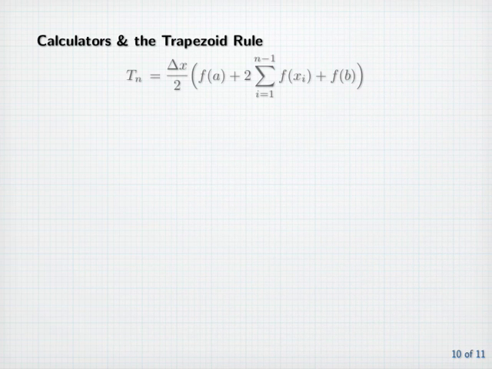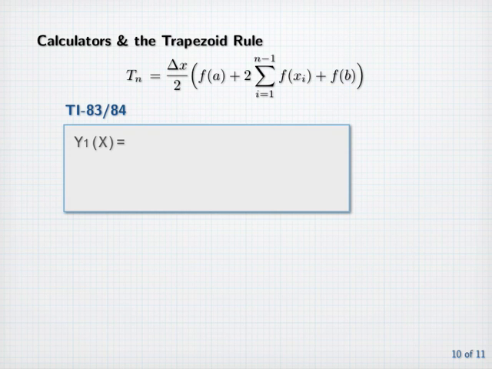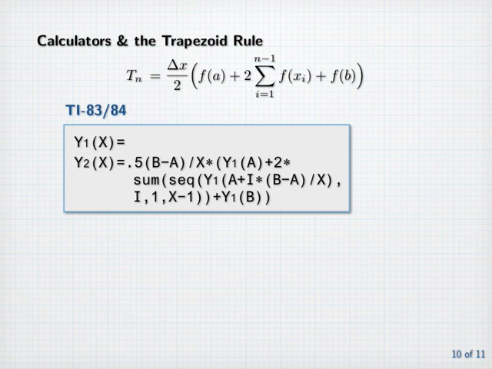Calculators and the trapezoid rule. Let's think about how we might implement this trapezoidal rule formula on a common calculator. One way of approaching this on a TI-83 or 84 calculator is to press the Y= button and then enter the formula as the function y2.